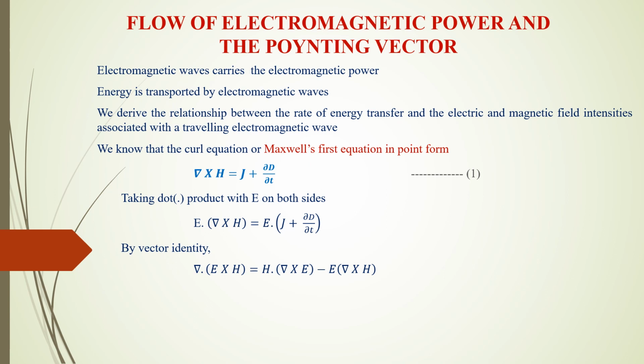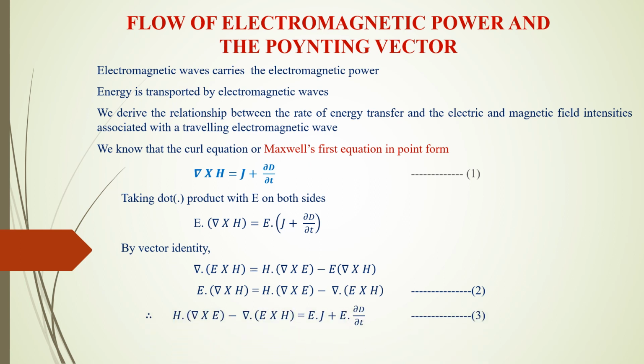The vector identity is del dot E cross H equal to H dot del cross E minus E dot del cross H. So we can rewrite that equation according to our requirement: E dot del cross H is equal to H dot del cross E minus del dot E cross H. We substitute this value in, and then we get the equation H dot del cross E minus del dot E cross H is equal to E dot J plus E dot dou D by dou t.